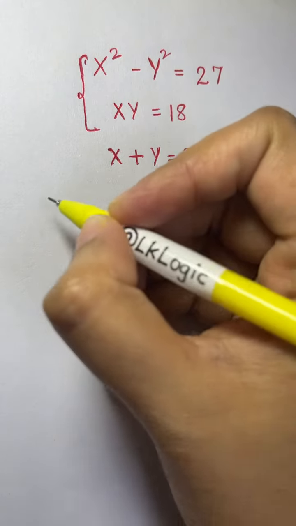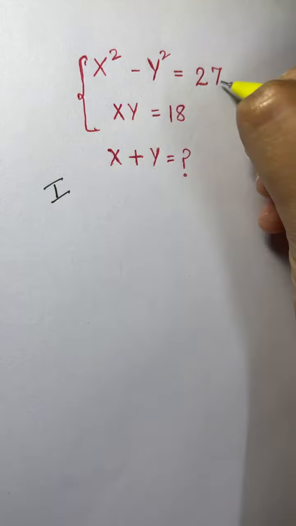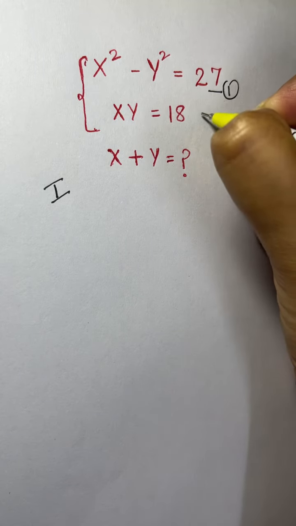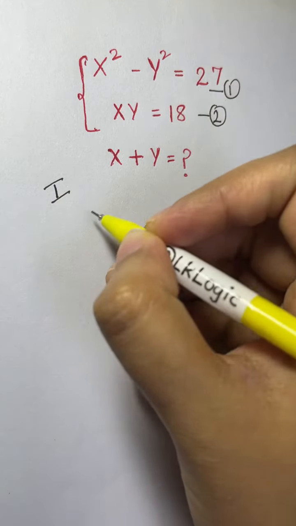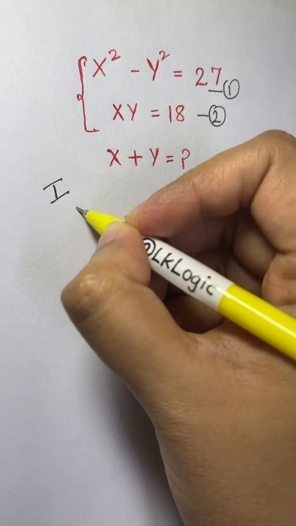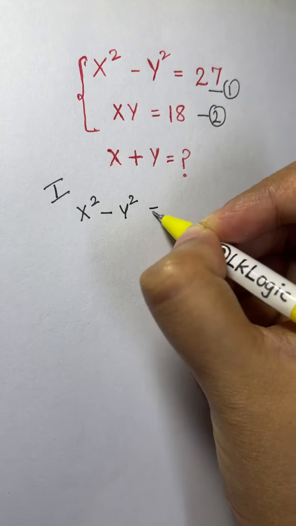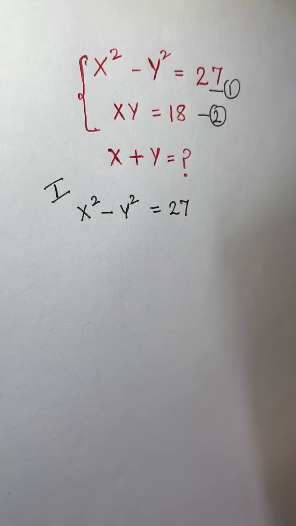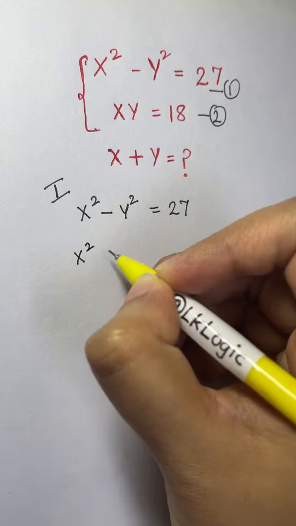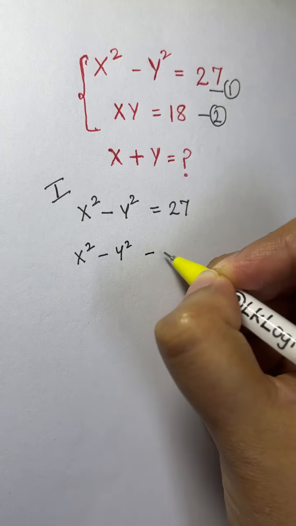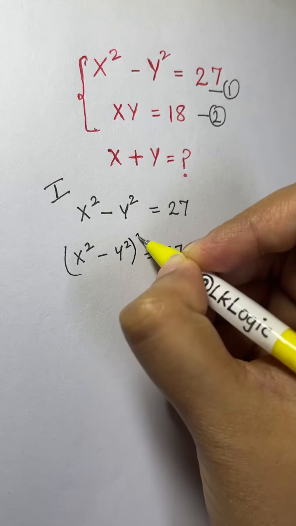The first method and the first step. Let me just write it down. Let this be equation 1 and this be equation 2. So in the first method, what is equation 1? That is x square minus y square equals 27. Now what I'm going to do with this equation is square both sides.